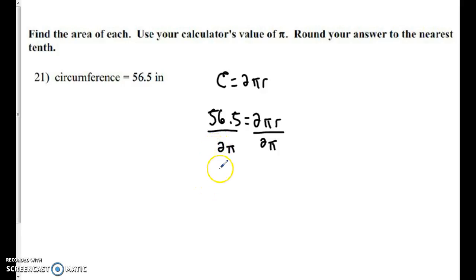And when I do that, I get the radius to be basically 9. I got it to be 8.999, but we will round it to 9, because we're supposed to round to the nearest tenth, so we round up.